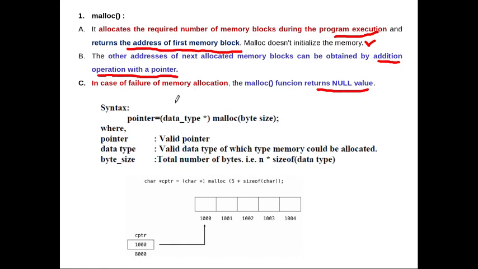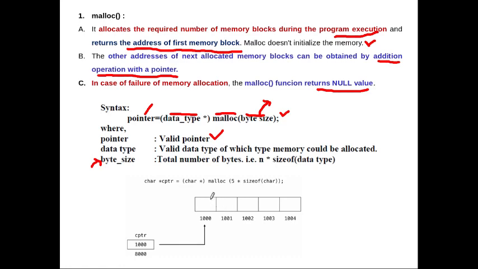So let us discuss the syntax. If you want to allocate a required number of memory blocks, then we have to follow this particular syntax: pointer variable, data type, and the malloc function with byte size. So how much memory you want to allocate, that much size you have to specify here. The pointer variable is any valid pointer variable, the data type is the type of the data for which you want to allocate memory, and byte size is the size of the memory which you would like to allocate.